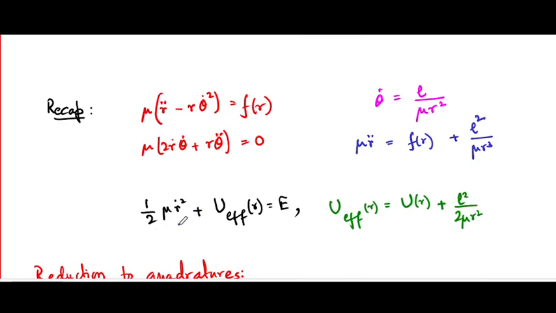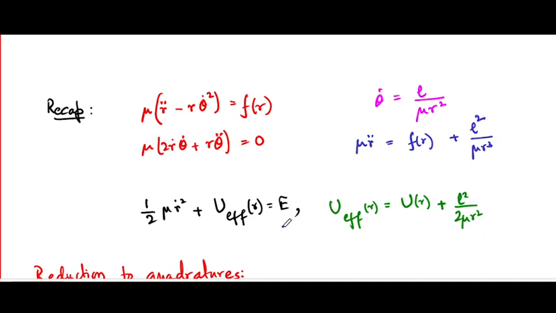which is half mu r dot squared, plus an effective potential energy, which is a function of r alone, and the sum is equal to a constant E. This effective potential energy is the sum of the actual potential energy plus a term which is actually a part of the kinetic energy, half mu v theta squared, but because v theta, r theta dot, can be rewritten entirely in terms of r using this equation, we have a term which looks like a function of r and r alone, giving rise to this effective potential.